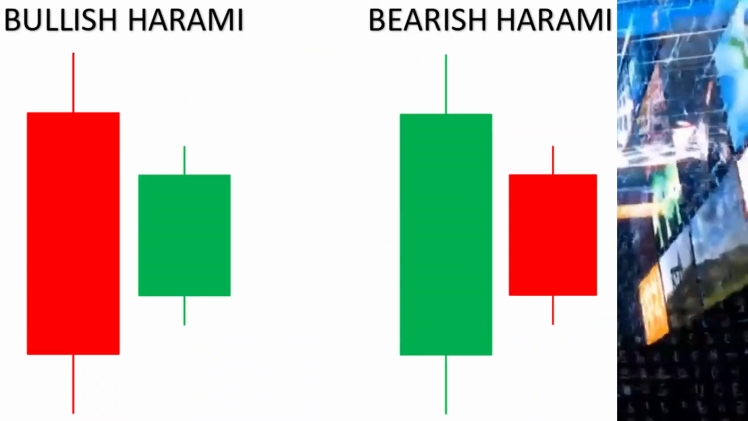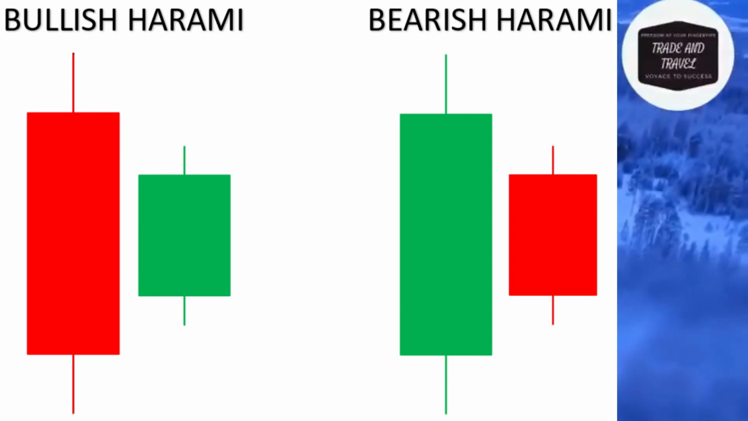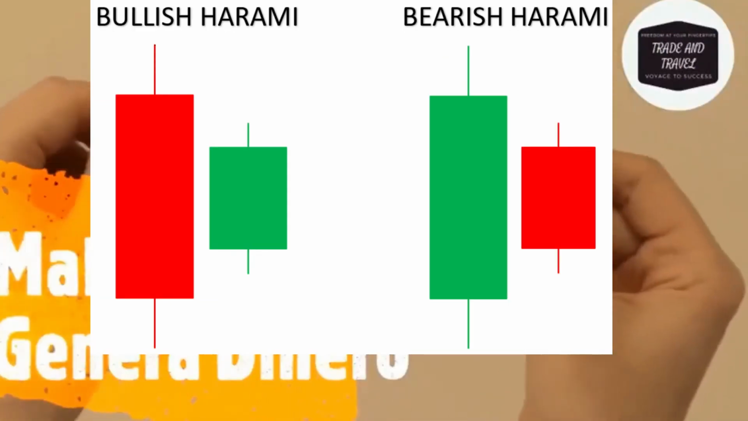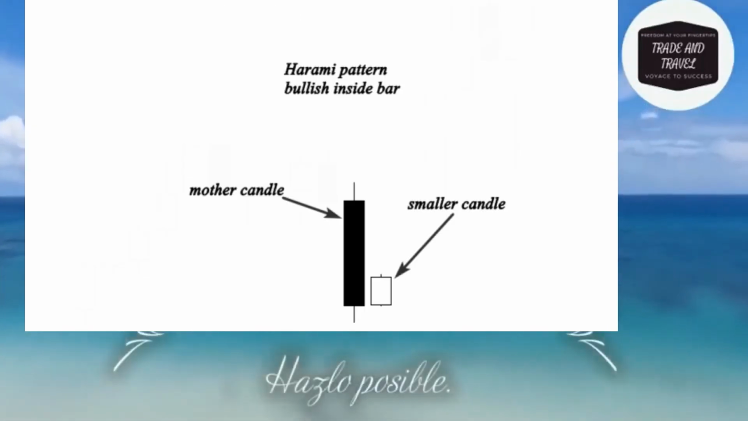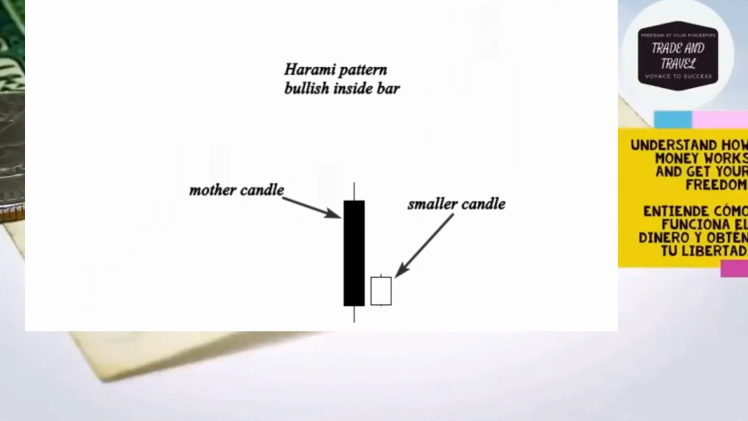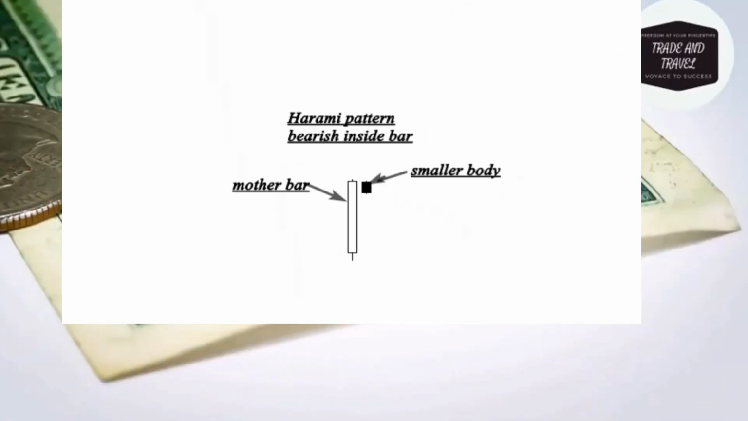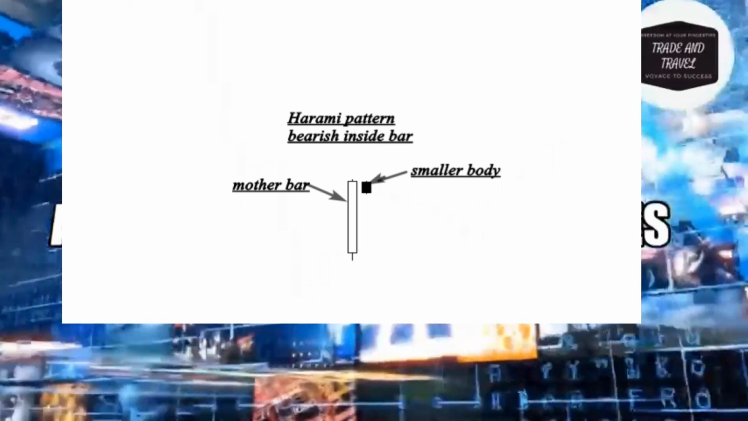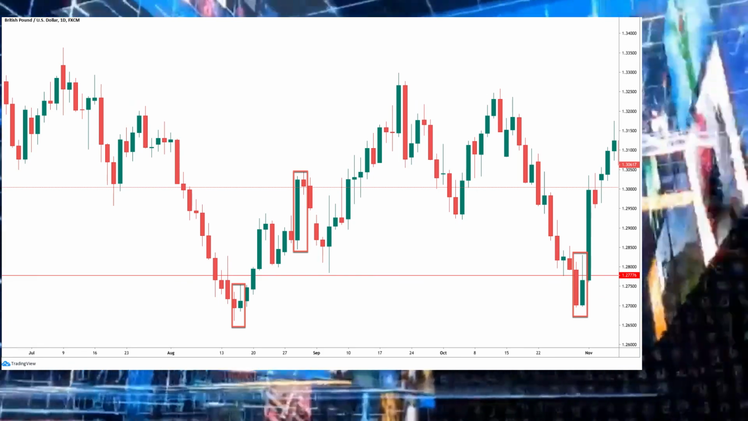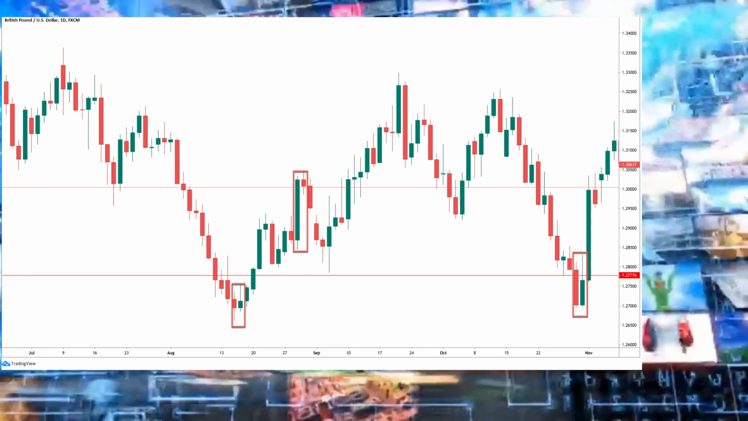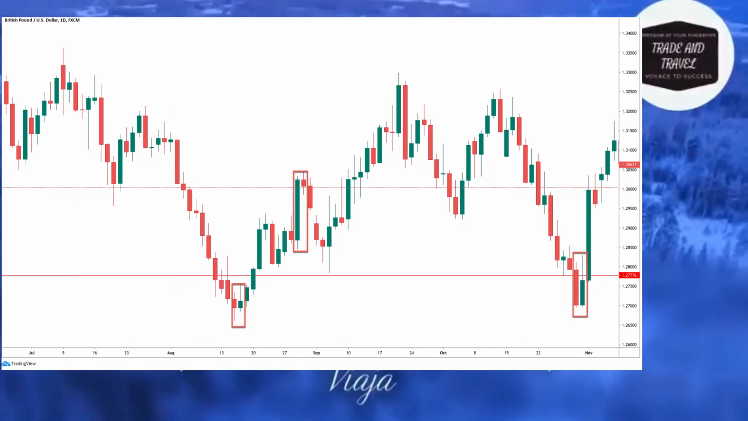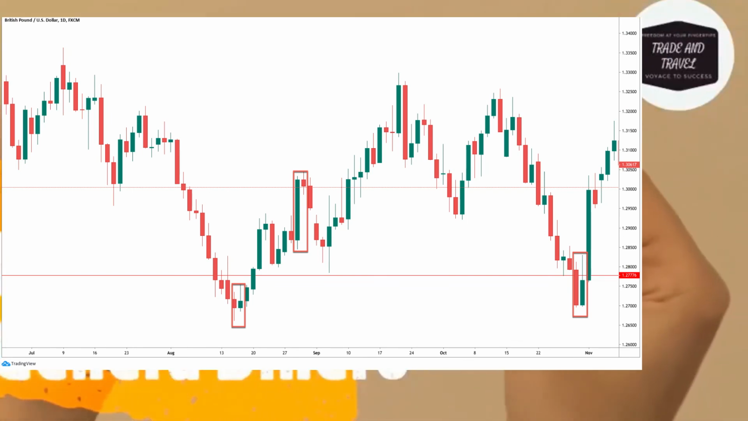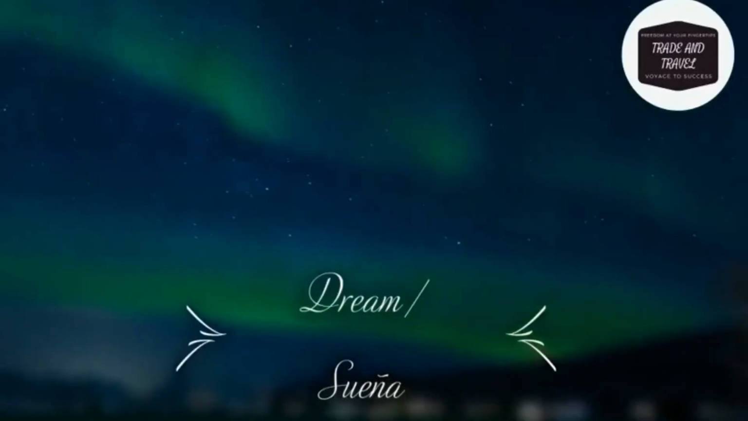Harami. The Harami pattern, or pregnant in Japanese, is considered a reversal and continuation pattern. And why is it called pregnant in Japanese? Simply because the first candle is long and is called the mother candle, and the next candle is smaller. It's called the baby candle. This pattern can be both bullish and bearish if we find it at key levels of support and resistance. But if we find this pattern during a bullish or bearish trend, it is interpreted as a continuation pattern, which gives us a good opportunity to join the trend.